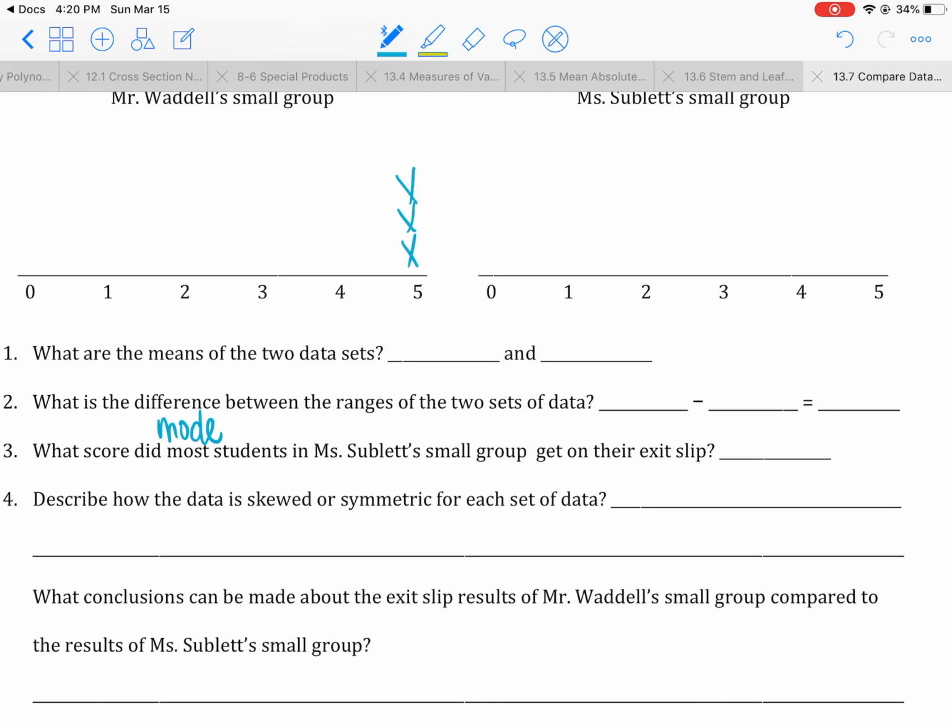Describe how the data is skewed or symmetric for each set of data. So you should have a description for Mr. Waddell's and a description for my small group. Remember, if you don't remember the distributions, you can go back to those notes. It talks about right skewed, left skewed, and symmetric.